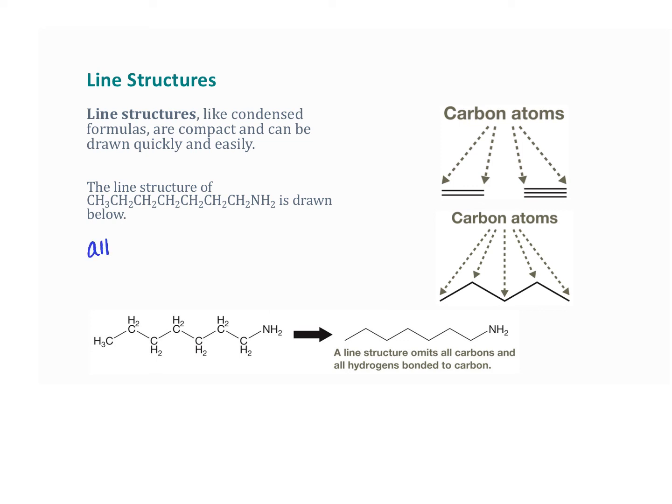All non-carbon and non-hydrogen atoms are heteroatoms, right? And so hydrogen atoms bonded to carbon atoms aren't going to be drawn, and hydrogen atoms bonded to all other atoms are drawn. So notice, we're not going to draw any hydrogens here that are bonded to carbon, but once we have this heteroatom here, this nitrogen, then we're going to draw in those hydrogens, right?